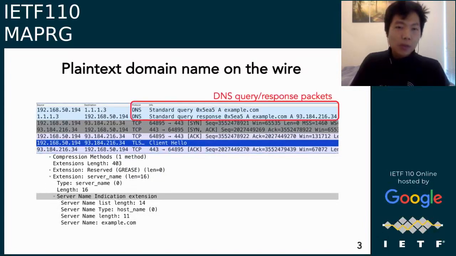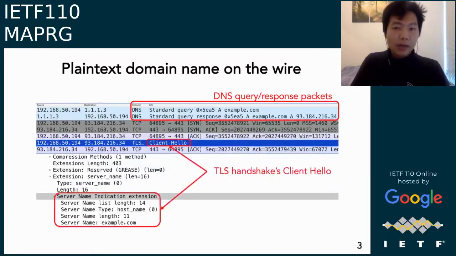The first place where the domain name example.com is exposed is through DNS queries and responses. After getting back the IP address of example.com, the client initiates a connection to port 443 and starts the TLS handshake, and this is the second place where domain name information is exposed. This is because in previous TLS versions, up to 1.2, the TLS handshake takes place before the actual encryption happens, so it exposes the domain name in an extension called server name indication.